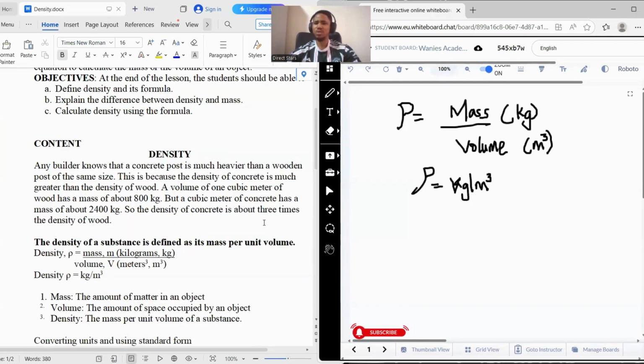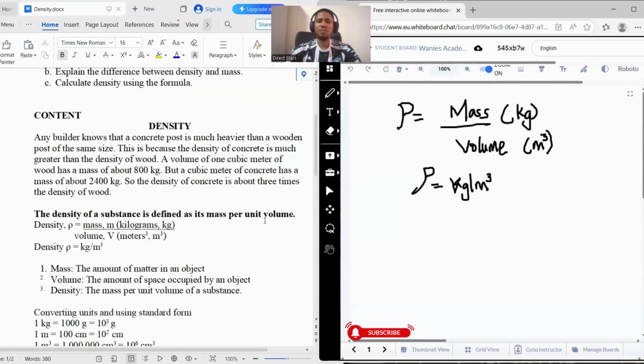Firstly, what is mass? Mass is the amount of matter in an object, okay? And how do we calculate mass? We use a beam balance to measure the mass of an object. What is volume? Volume is the amount of space occupied by an object, the length, the breadth, and the height of that object, while density is the mass per unit volume of a substance.